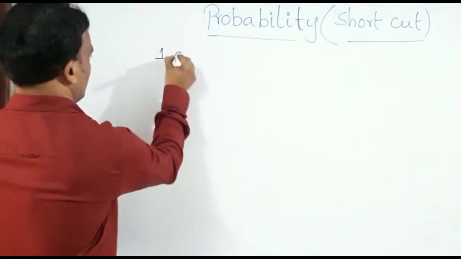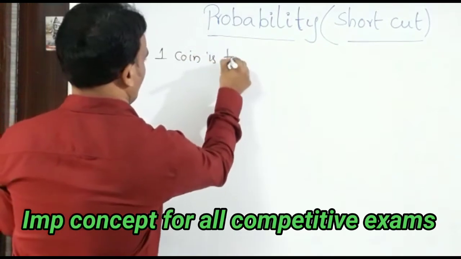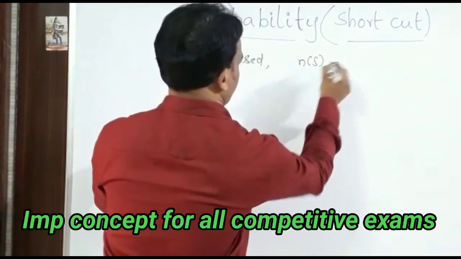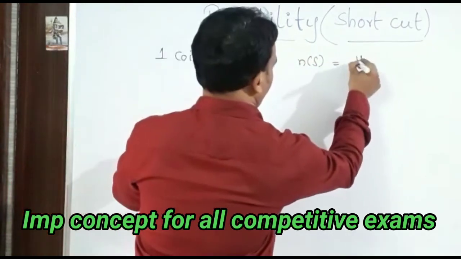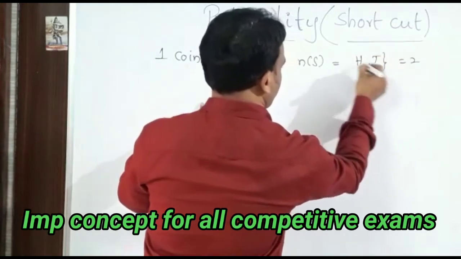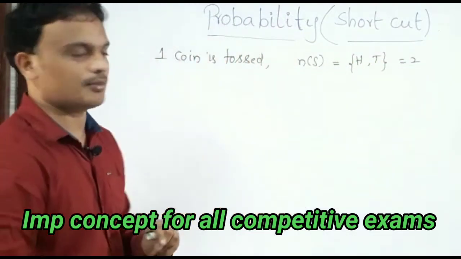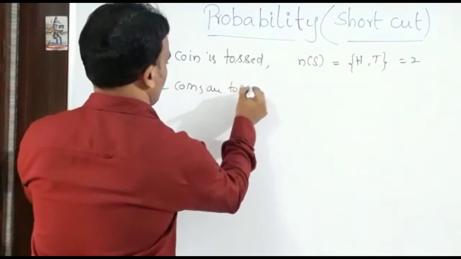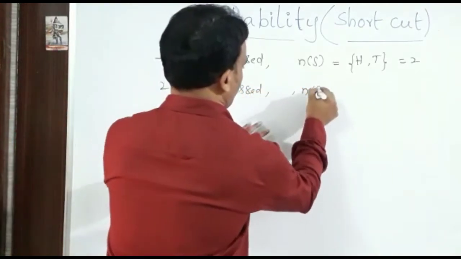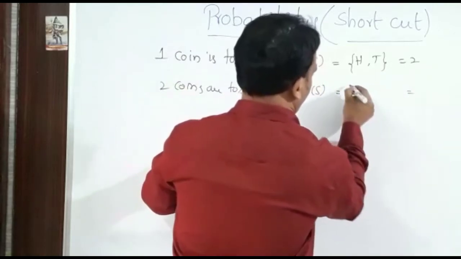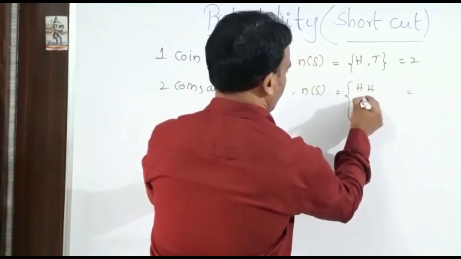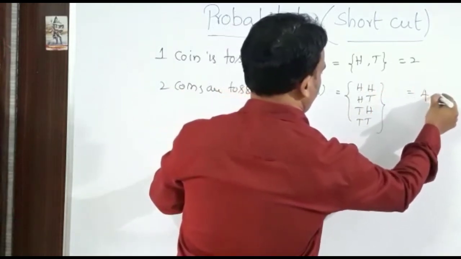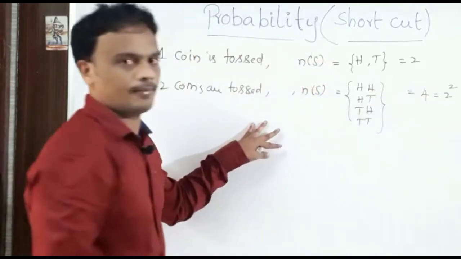When one coin is tossed, what are the possibilities in the sample space? Head and tail, so two chances. When two coins are tossed, what are the possibilities in the sample space? Both are heads, head and tail, tail and head, both are tails. So there are four chances. I can write 2 square.